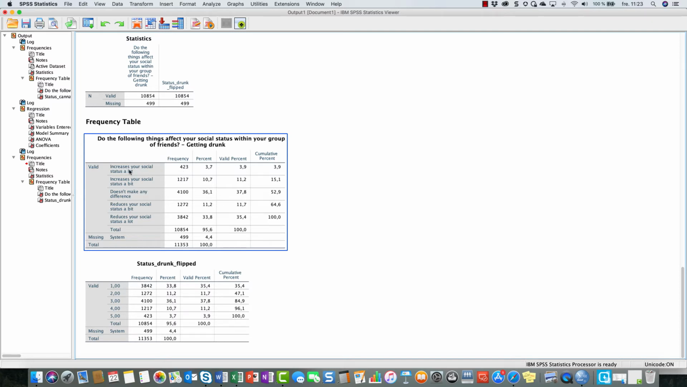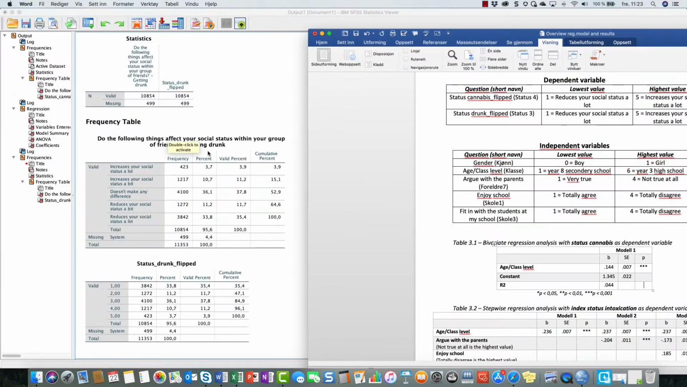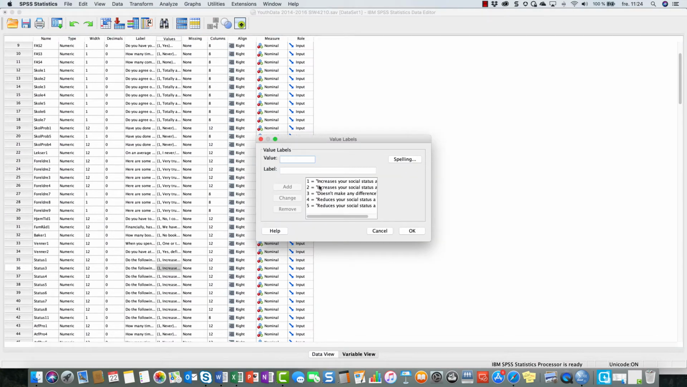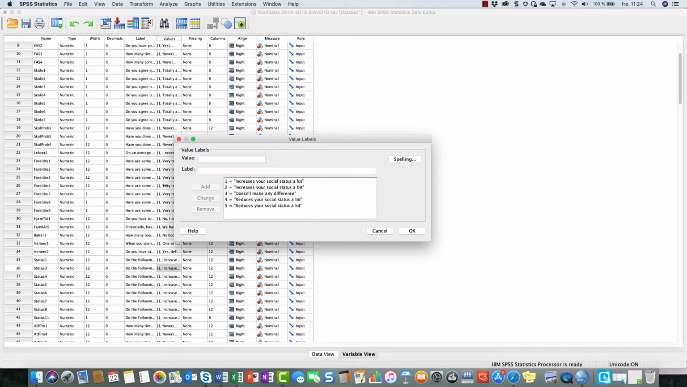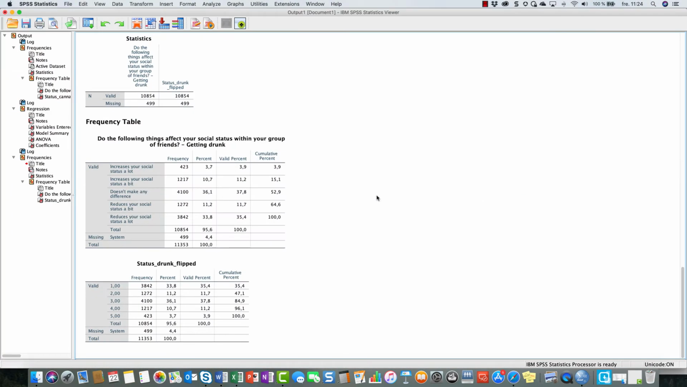The 423 people who said it increases your status a lot, they had 1 on the initial variable. And remember again, I know that they have 1. I've written it down, or this is actually the flipped one. But I know, because I went into the syntax and I saw that, well, increases your social status a lot is 1, and reduces your social status a lot is 5. But when you work a lot with data, you know this.